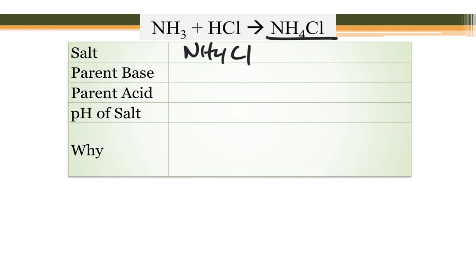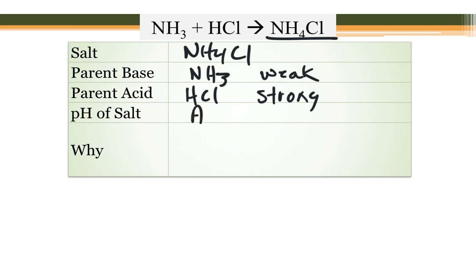Okay, so the parent base here, if you look at ammonium chloride, ammonium, would be ammonia. And the parent acid, since it's a chloride ion given off as the anion, would be HCl. So for the pH of the salt, acidic, basic, or neutral, this parent is strong, and this parent is weak. So being that that's the case, this is going to be an acidic salt.